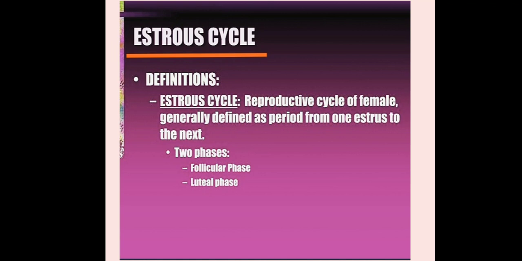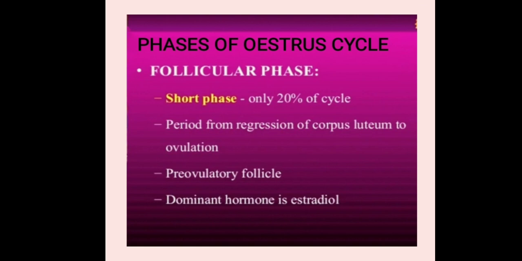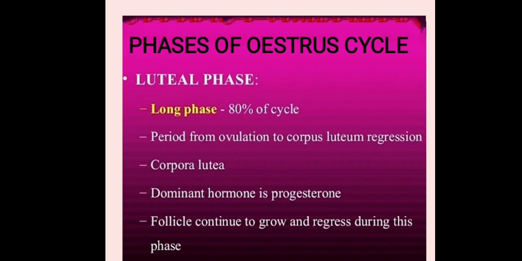Let's talk about the phases of estrous cycle. There are two main phases of estrous cycle. The first one is follicular phase and the second one is luteal phase. Let's talk about the first phase, which is known as the short phase because it consists of only 20% of the cycle. It is the period from regression of corpus luteum to ovulation. Its dominant hormone is estradiol. Let's talk about the second phase, that is known as long phase because it consists of 80% of the cycle. It is the period from ovulation to corpus luteum regression. Its dominant hormone is progesterone.